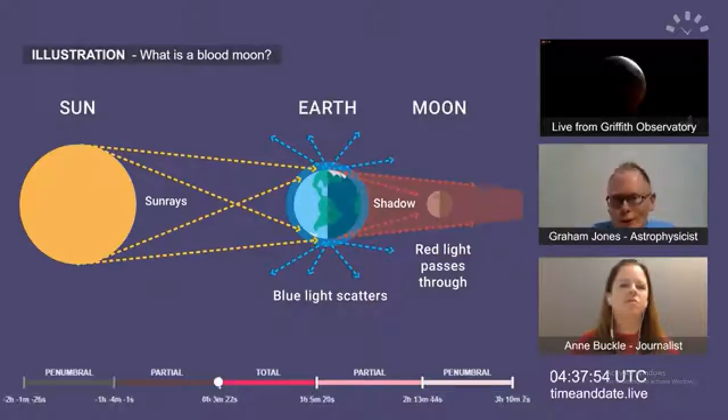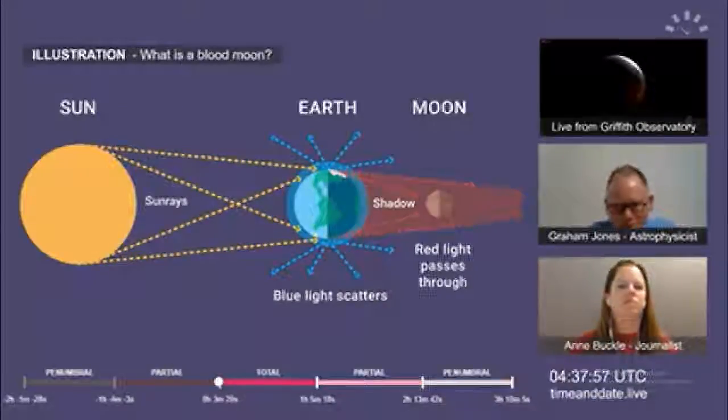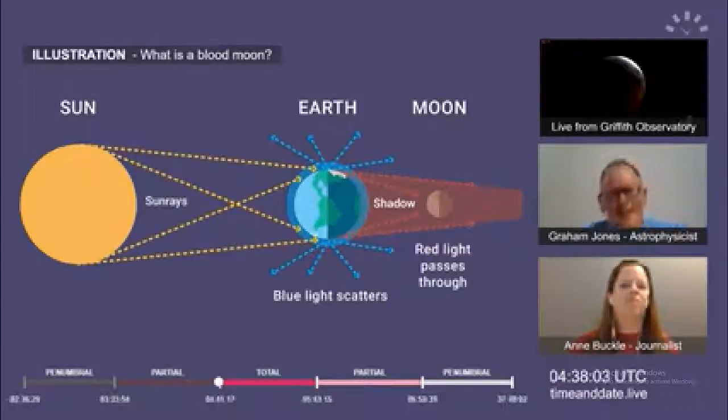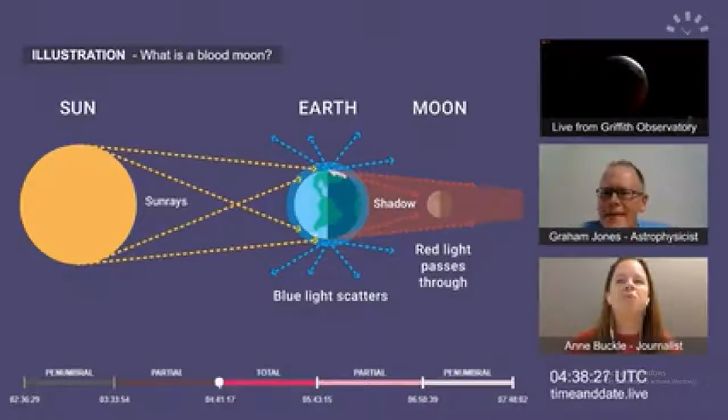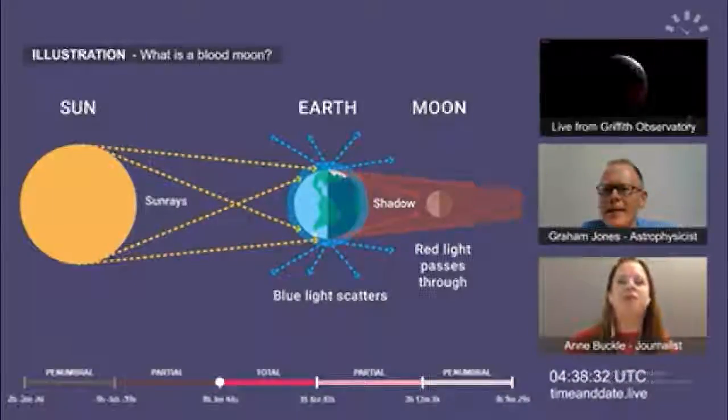Light is a mixture of lots of different colors, and the blue part of the visible spectrum gets scattered a lot, which is why when we're standing on the Earth and we look up at the sky, we see a beautiful blue sky. That is blue light from the sun getting scattered in the air by the Earth's atmosphere. And we can already see from our tile, from our moon up in the corner there from Griffith Observatory, that it's actually starting to turn a little bit red because we're edging in towards the total phase of our eclipse.